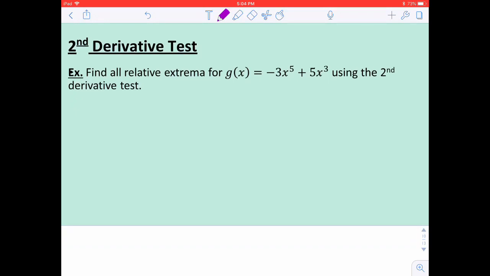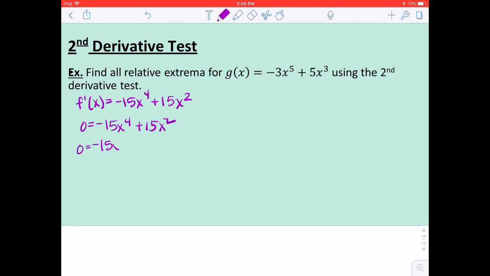So we want to find all relative extrema for g of x equals -3x to the 5th plus 5x cubed using the second derivative test. So the first thing we want to do is, like I said, find the first derivative. We always do that. So -15x to the 4th plus 15x squared. Okay, so let's find the critical points. So the critical points are when this is equal to 0 or does not exist. So -15x to the 4th plus 15x squared.